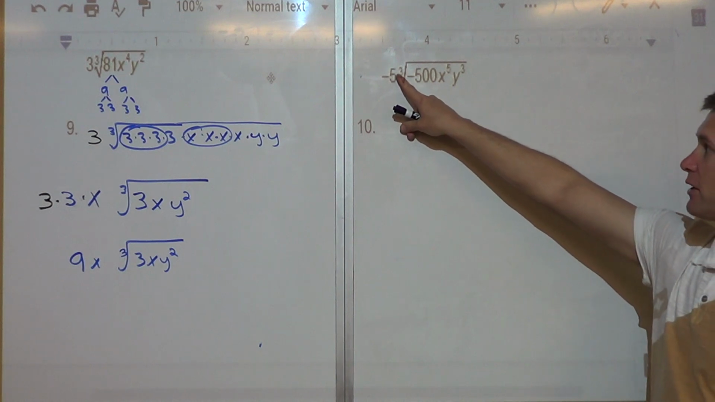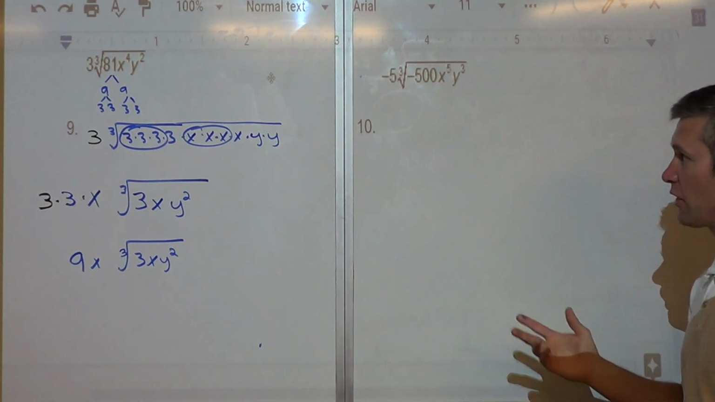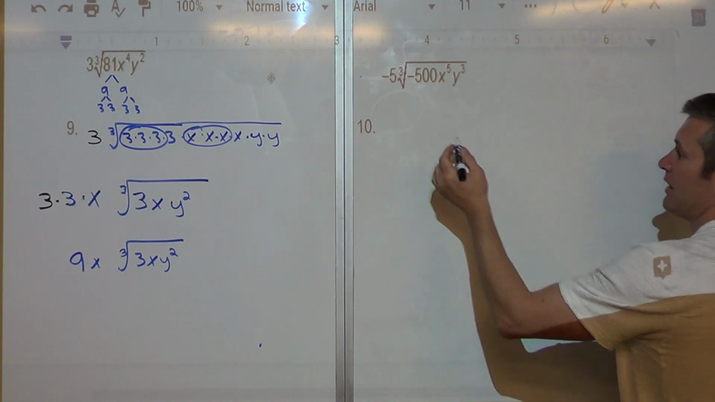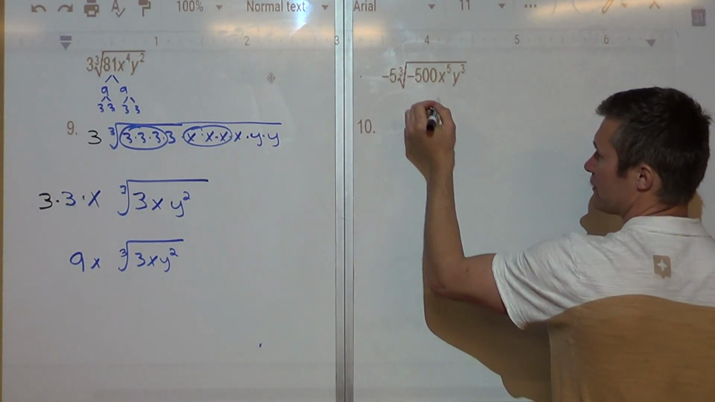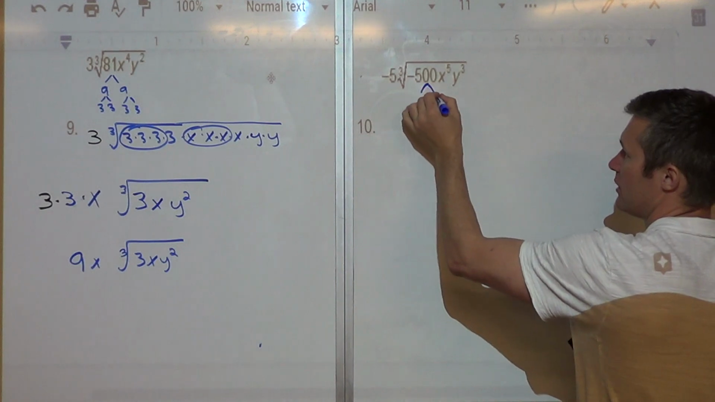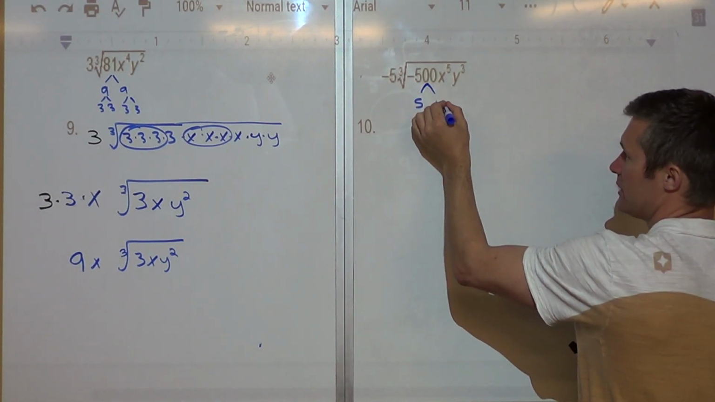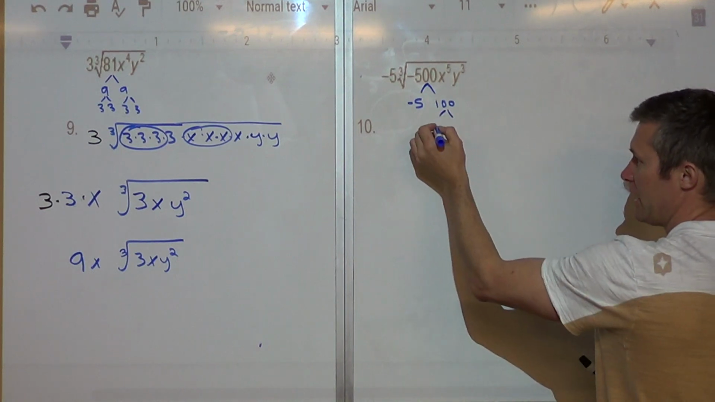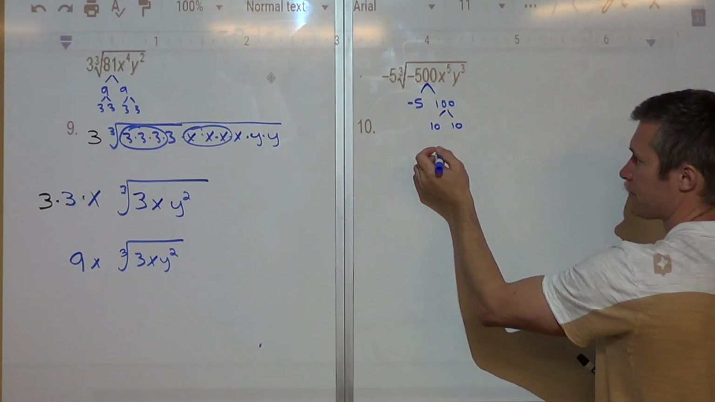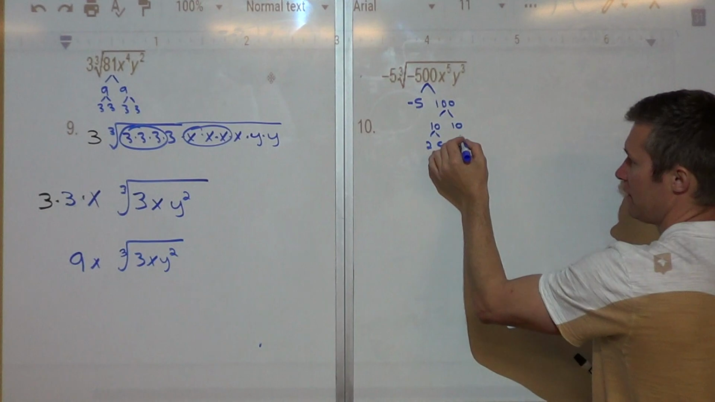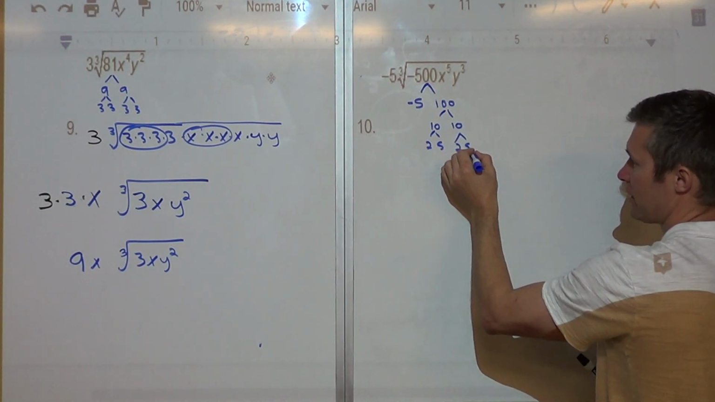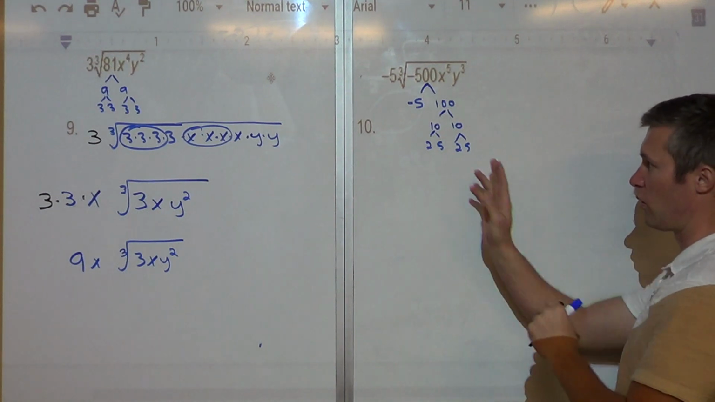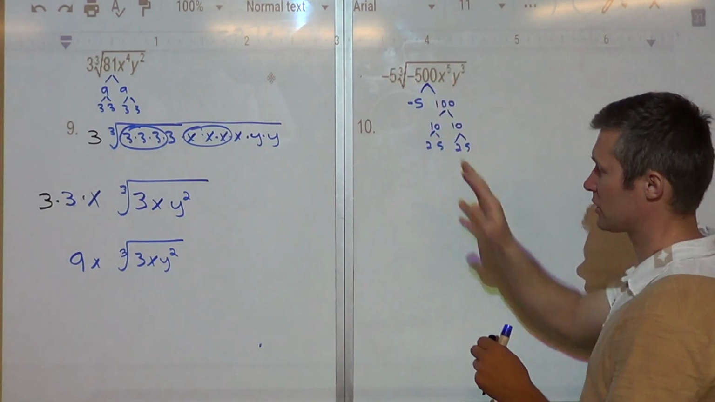Same thing when we come over here, we want a group of 3. I have a negative 5. We'll keep that on the outside. So let's break down 500. That's 5 times 100. So we'll say negative 5 times 100. And that's 10 times 10. That's 2 times 5, and that's 2 times 5. If I look at it, we just have to make one of these numbers a negative, so we're just going to leave it like that.